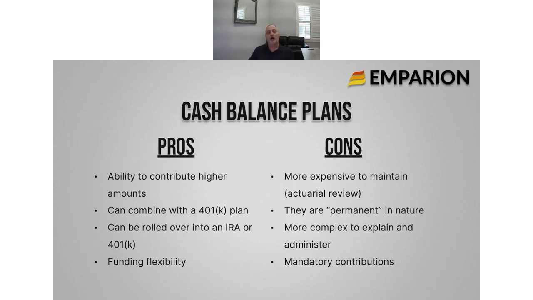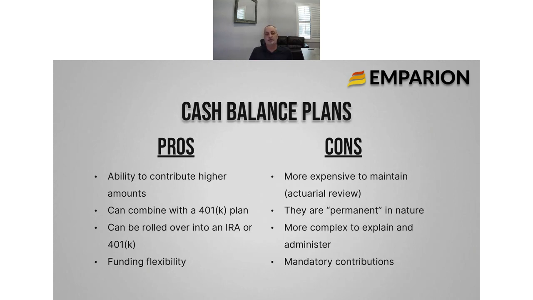Moving on, pros and cons. Pros, of course, you're able to contribute much larger amounts. Our average contribution is 150, whereas if you've got a 401k, you're typically limited to $20,000 to $40,000 a year. So it's just not going to get you that far if you've got a high income. Again, you can combine them with the 401k. You can also roll them over into an IRA or even another 401k or qualified plan once you're done with it.